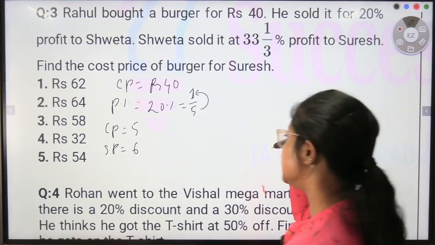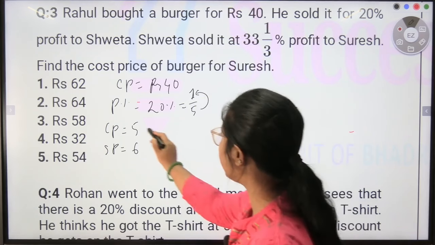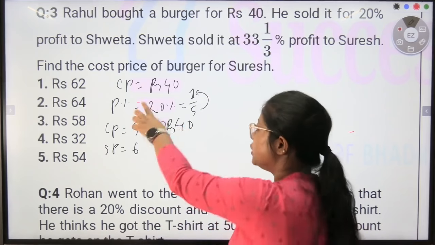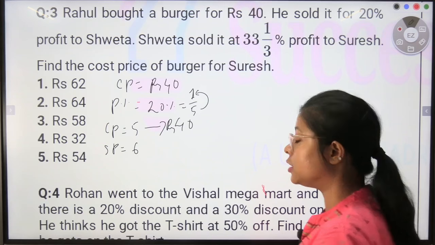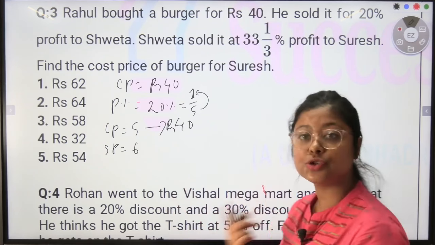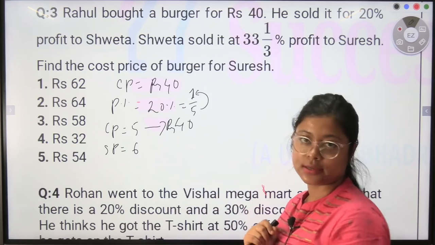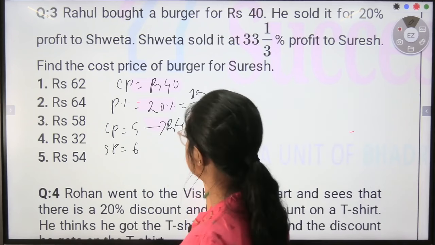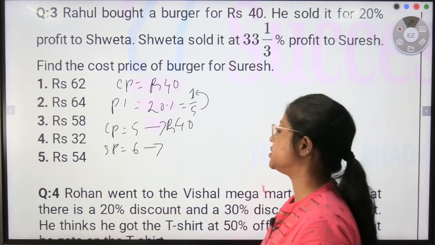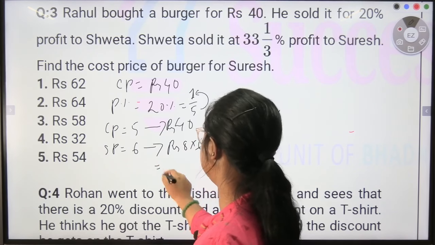Since you are given that the CP for that burger was 40, that means 5 ratio must be equal to how much? Rupees 40, isn't it? Because actual value of that burger was rupees 40. So 5 ratio must be equal to 40. That means 1 ratio will cost how much? So 1 ratio will have rupees 8. That means 6 ratio, the value of SP, would be equal to rupees how much? 8 into 6. So that means rupees 48.